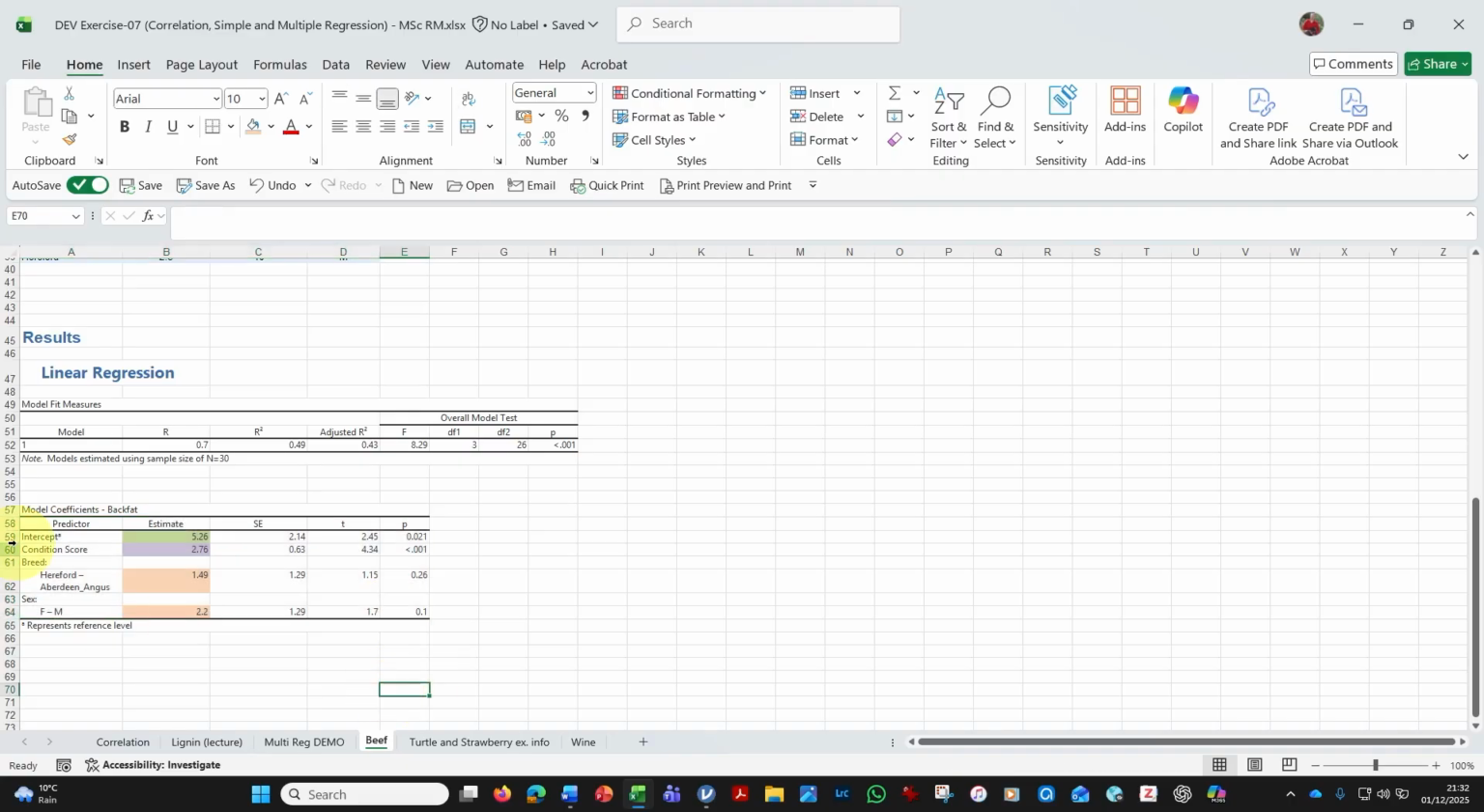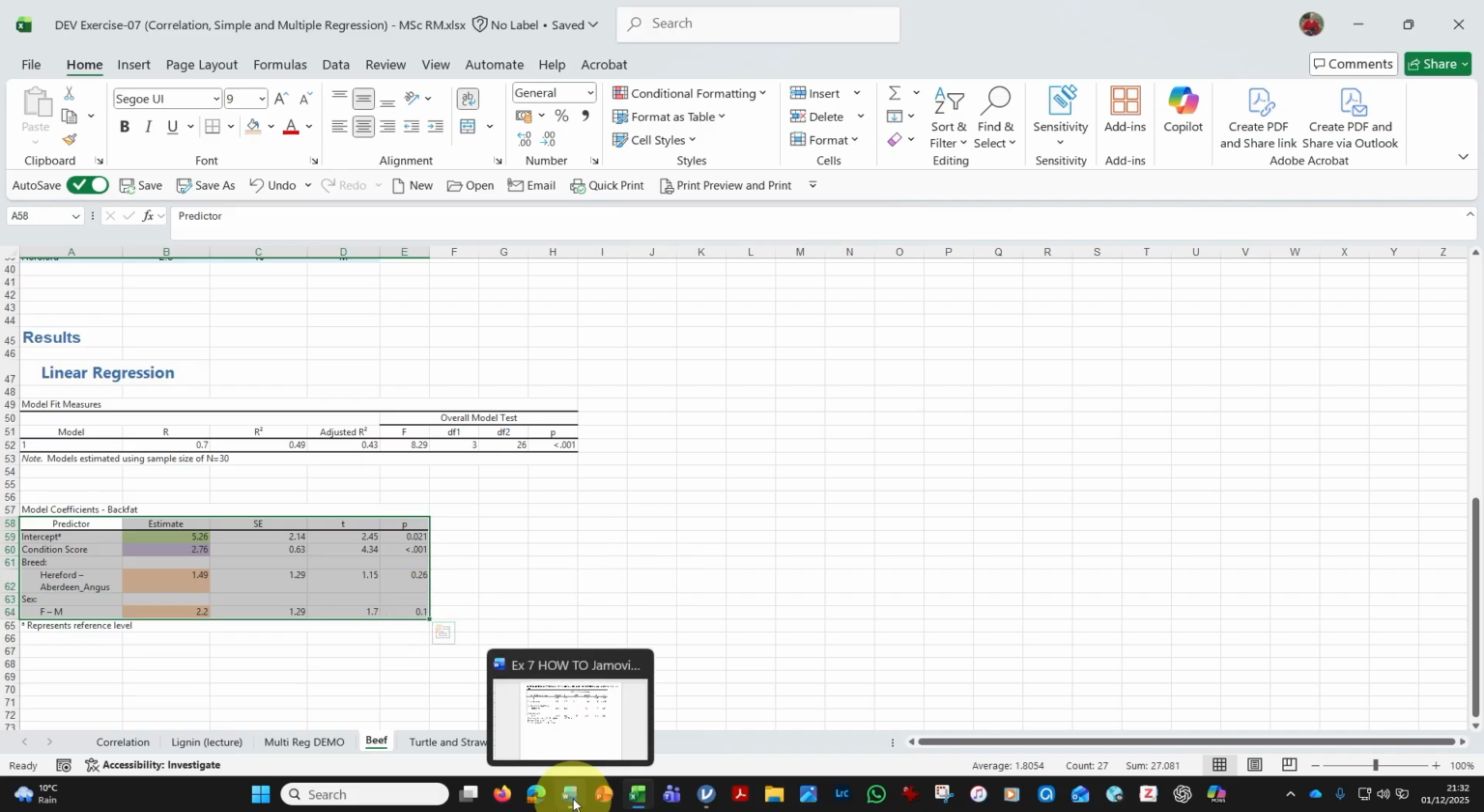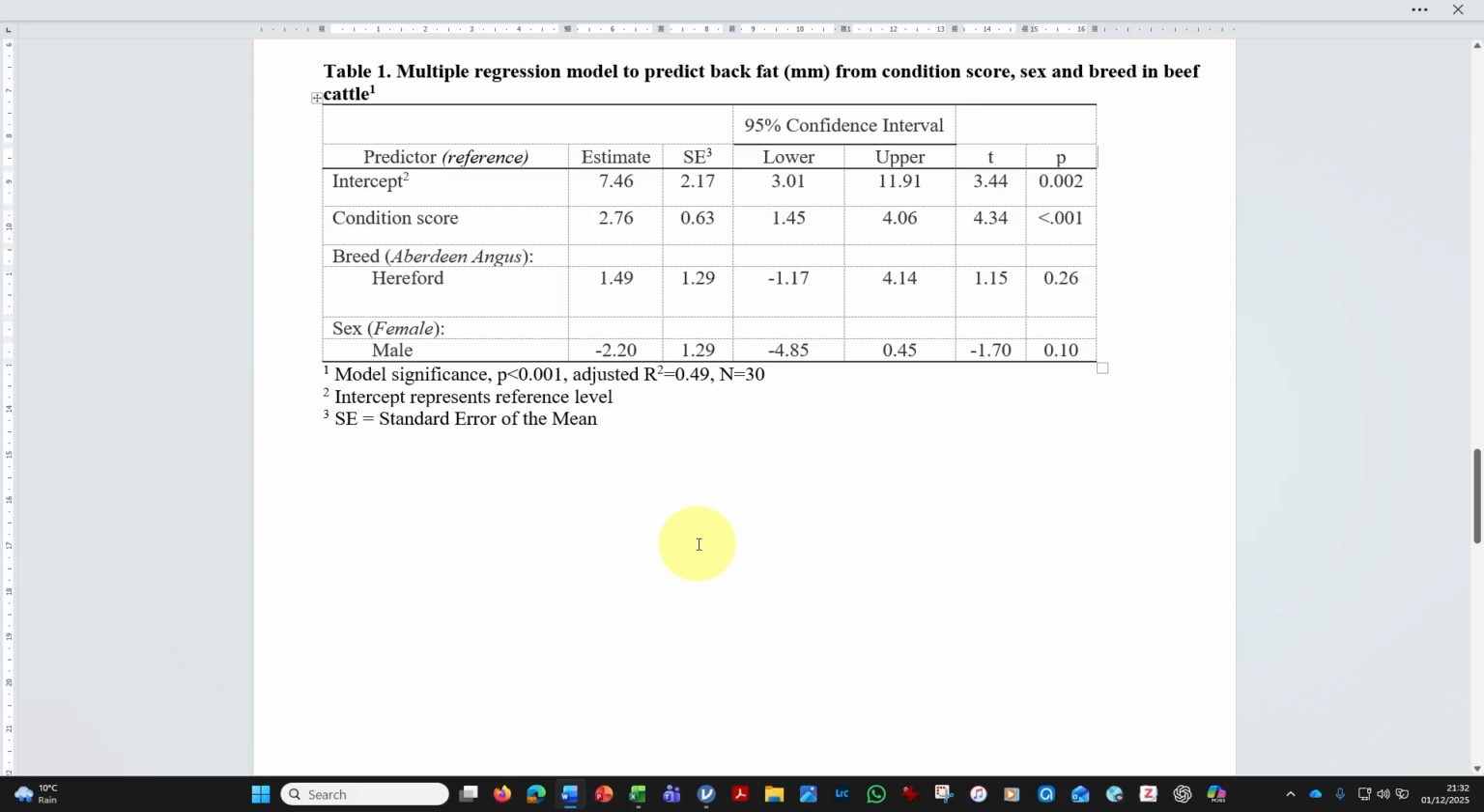You know, I could take that table, ignore the colours for a minute, so I'll come back to those. I could take that table, just those lines here, and I could copy them into a Word document and produce something that looks like this. This is the overall table that I want at the end. Here I've got table 1, multiple regression model to predict back fat from condition score, sex and breed in beef cattle. Here, there's my predictors, there's my reference values in the italics, and there's my main ones here. There's all the numbers from the table.